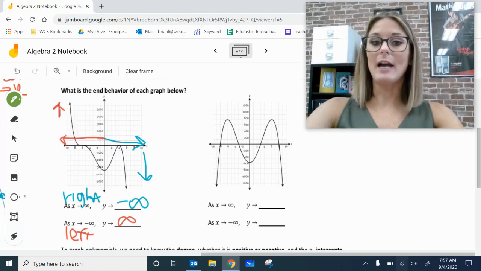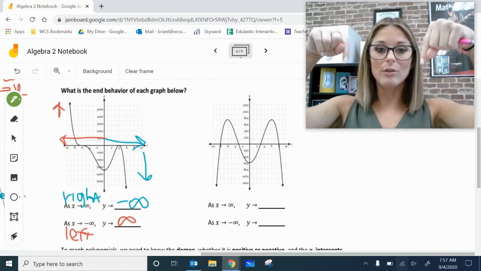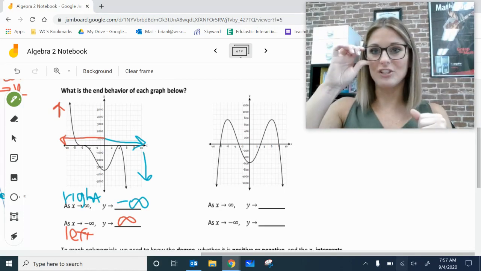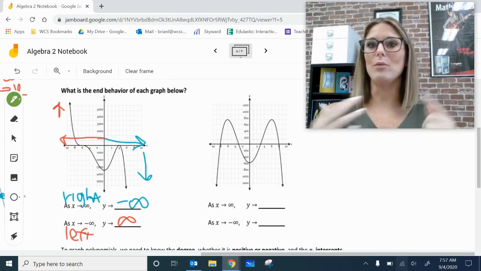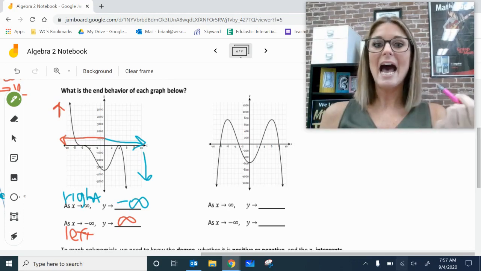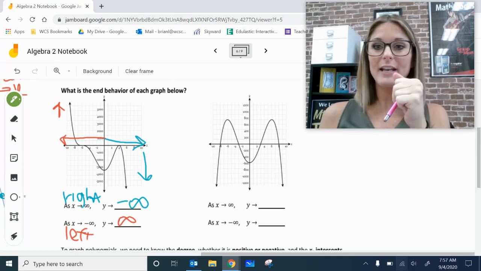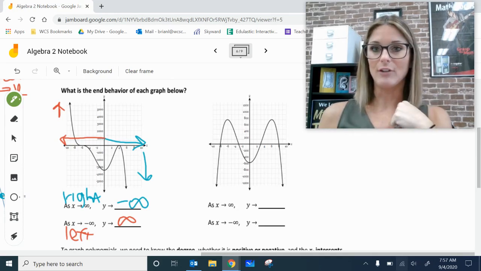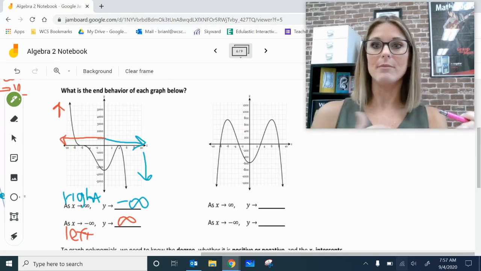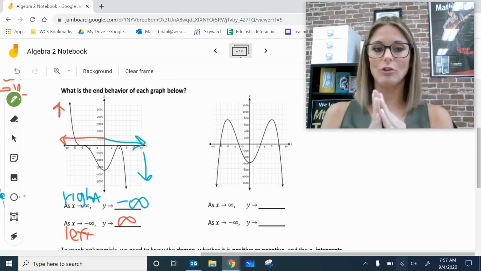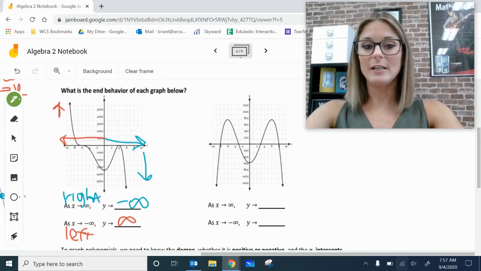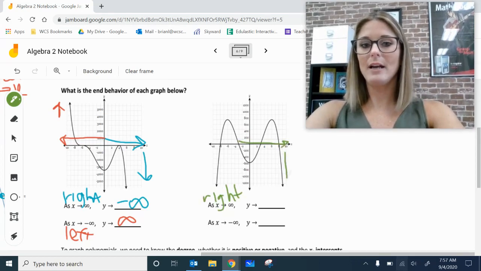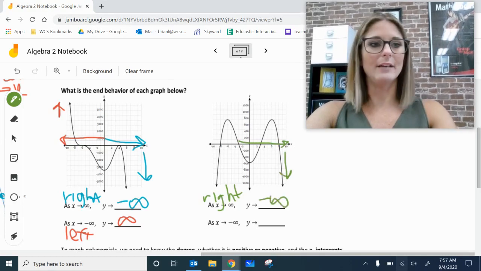All right, the second graph I know is even because both arrows are down and it has a negative leading coefficient. So if this was an EOC question or an ACT question and they said which one of these functions matches, I already know, look for an even exponent and look for a negative in front. And I could probably narrow it down to just a few answer choices. So these are great test taking skills. Anyway, as x approaches positive infinity, that's the right. As I go to the right, what's happening? I'm going down to negative infinity.